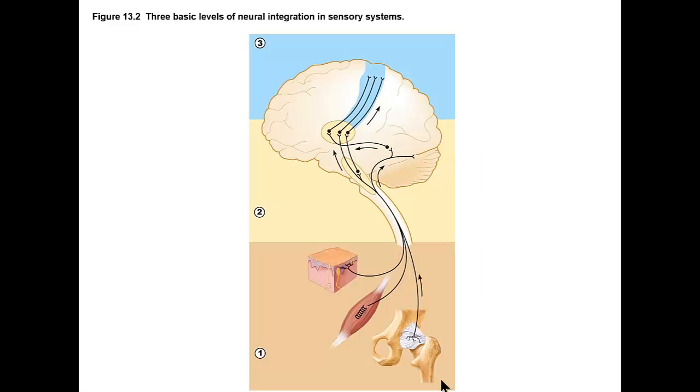Okay. Our next slide is from your textbook on page 488, and it talks about the different levels of integration when we're looking at sensory information. So these are all sensory receptors. This box at the bottom is the receptor level of a sensory system. So we're stimulating a receptor.